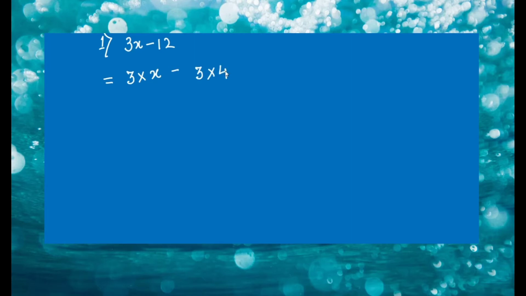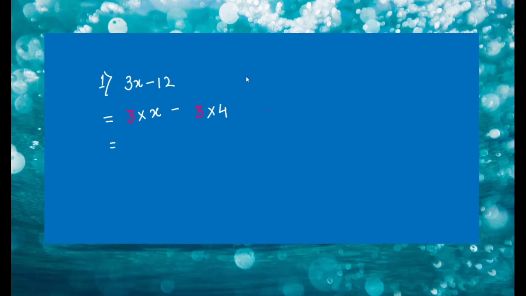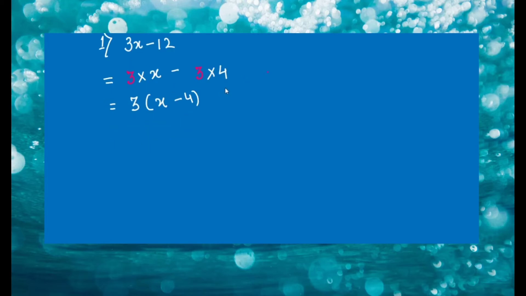Now let's search for the common factors. So 3 is the common factor. Let's take it out. When 3 is taken away from the first term, we get x left, and negative 4 left from the second term. Let's see why these three steps are followed.